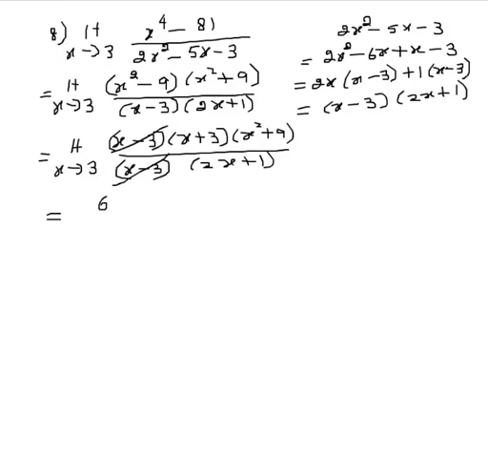We will apply the limit value. 3 plus 3, 6. 3 square, 9 plus 9, 18. Divided by 2 3s are 6. 6 plus 1, 7. Therefore, the answer is 108 divided by 7.